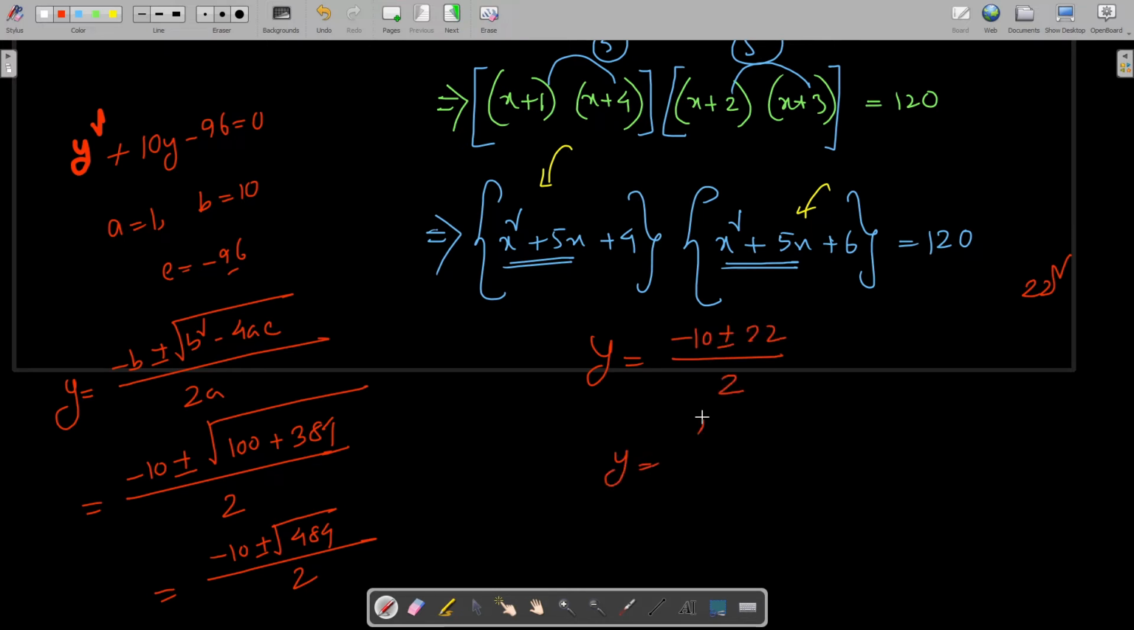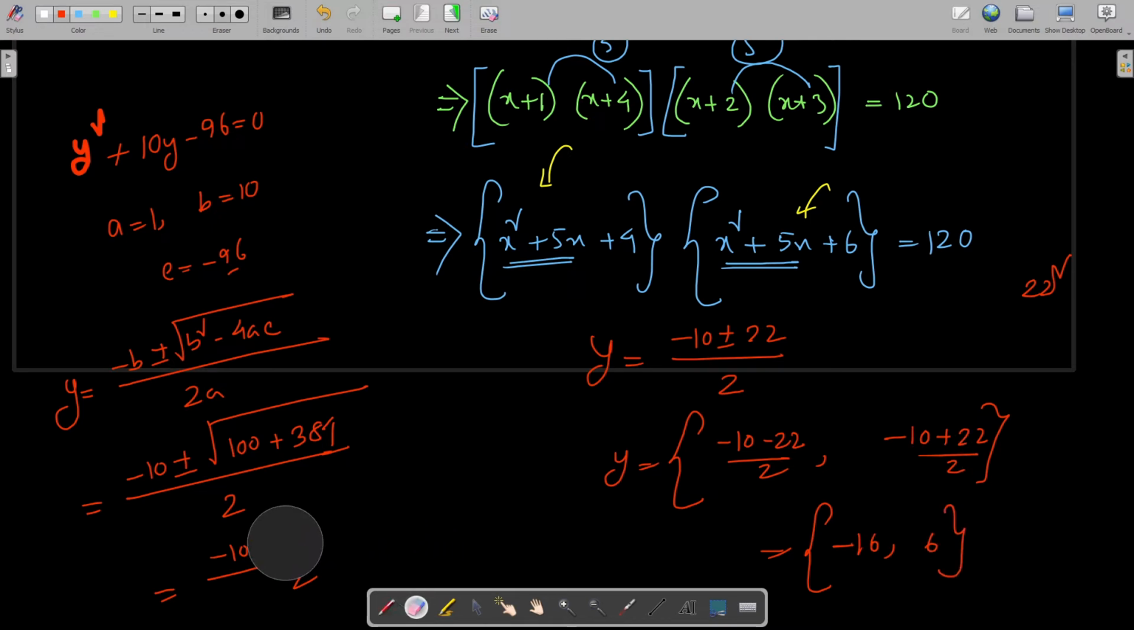So what will be the two values of y? One will be minus 10 minus 22 divided by 2. Another will be minus 10 plus 22 divided by 2. How much will this be? It will be minus 32 divided by 2, which is minus 16. And the other is 12 divided by 2, which is 6. So we got two values of y.